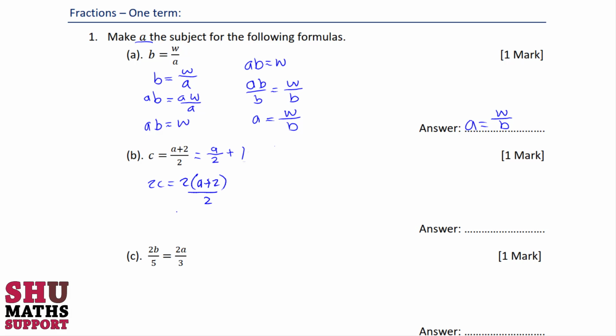And then this would simplify to 2C is equal to A plus 2. And then we could move back to step 2 to isolate the A variable so that we have 2C minus 2 is equal to A plus 2 minus 2, which would give 2C minus 2 is equal to A. So then we have A is equal to 2C minus 2. So that means our final answer is A equals 2C minus 2.